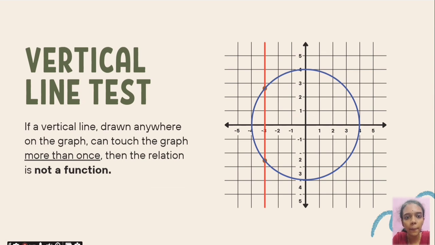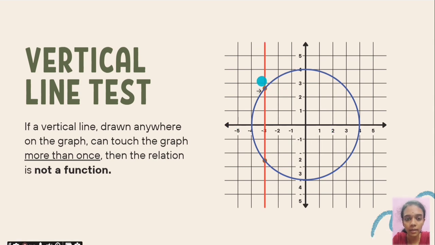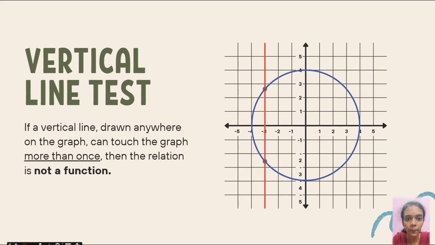Let's see another example. This graph shows a circle. If we draw a vertical line somewhere in the graph, suppose here, it touches the graph in two places. That means one x value has two y values, which is not allowed in a function. So this relation is not a function because it fails the vertical line test.